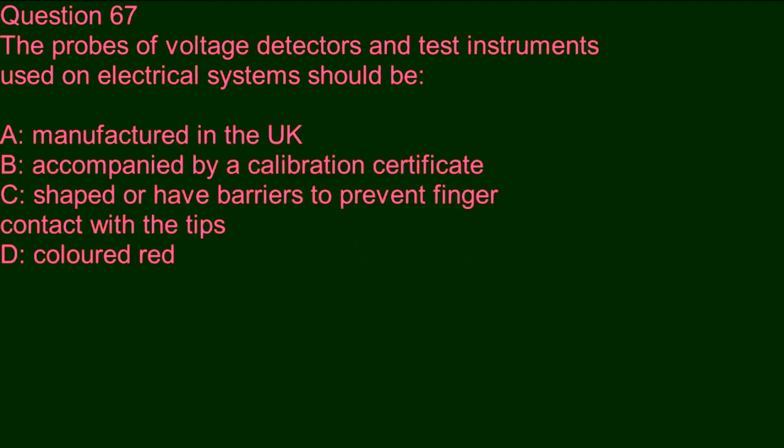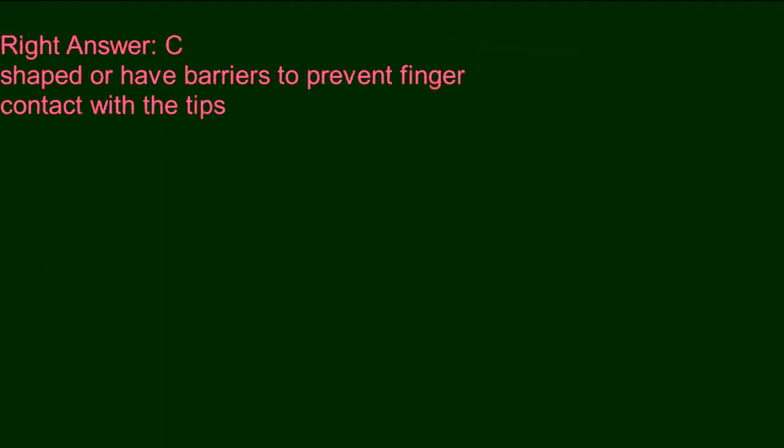Question 67. The probes of voltage detectors and test instruments used on electrical systems should be A. manufactured in the UK. B. accompanied by a calibration certificate. C. shaped or have barriers to prevent finger contact with the tips. D. colored red. Right answer, C. shaped or have barriers to prevent finger contact with the tips.